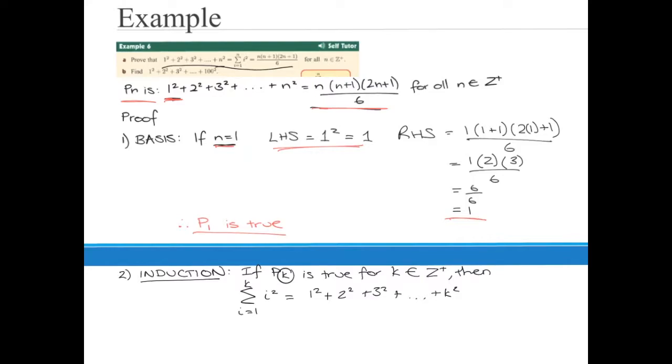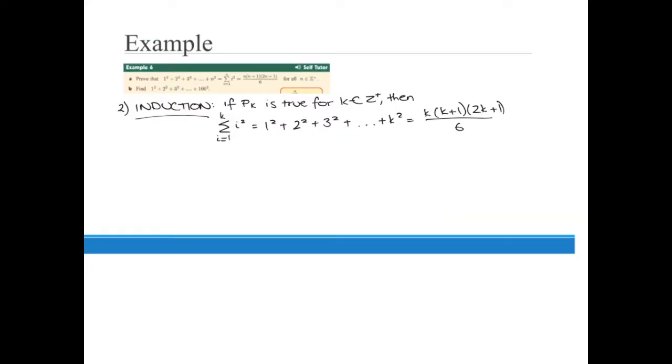Because there's a k here, not n, we're changing all the n's to k, which is equal to k plus 1, 2k plus 1, over 6. So we've essentially changed all the n's to k's, and we're assuming that this is true. Now I've just given us a bit more space. What we need to do now is look at the k plus 1 scenario, and we're going to use the fact that we're assuming this is true. So we're going to assume what we've just written here is true and use that to show that Pk plus 1 is true also.